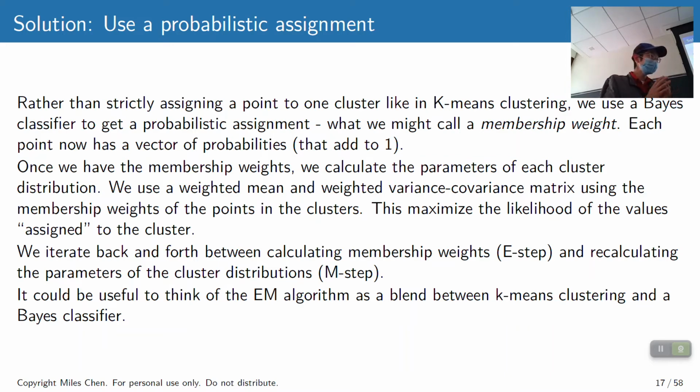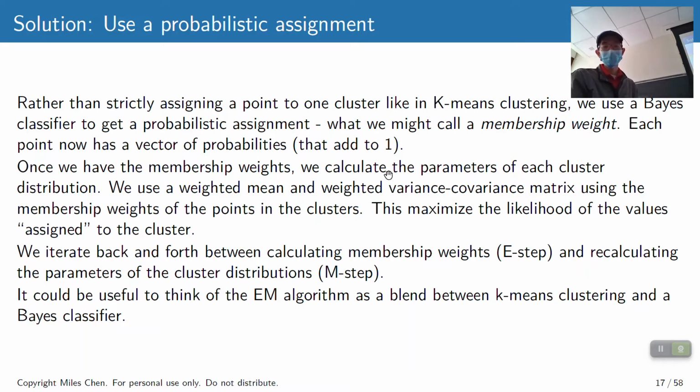So we use the Bayes classifier, which we covered earlier in our course, and we say it belongs to this cluster with probability 0.8, this cluster with probability 0.19, and this cluster with probability 0.01. We're going to have a probabilistic assignment for the different clusters. Once we have these membership weights, and we say these points belong to cluster 1, using that, let's calculate what our mean and variance is.